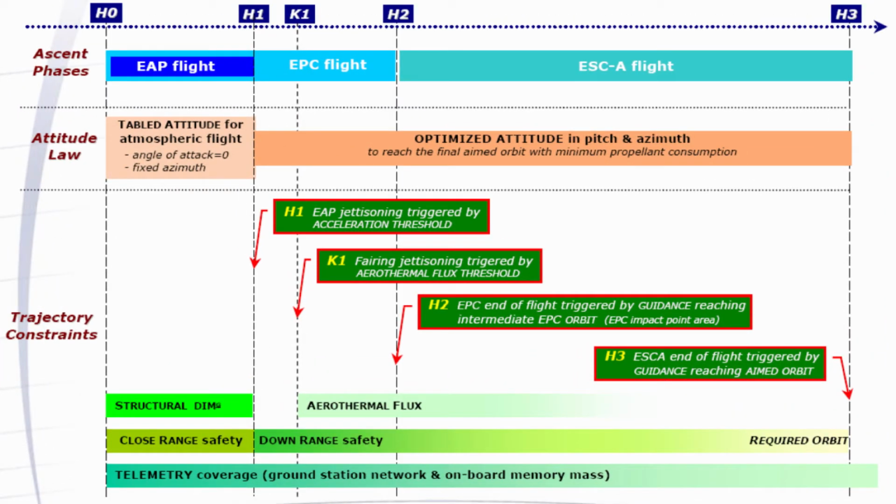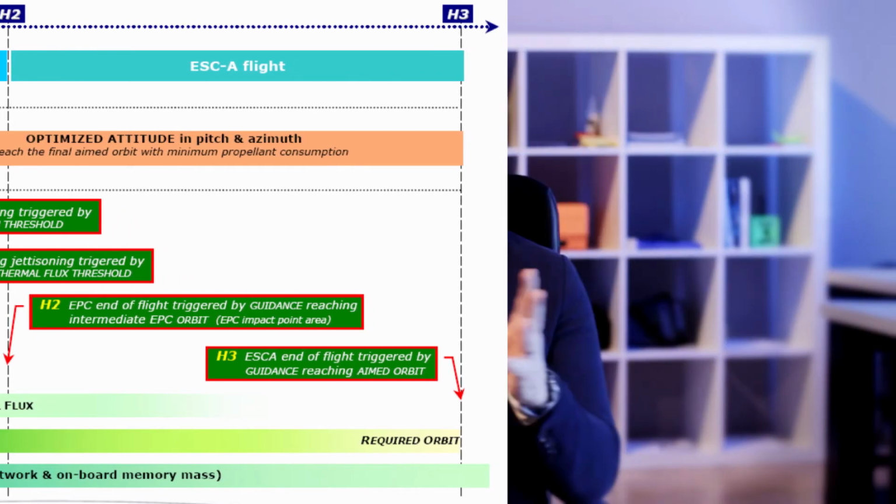This table is like a resume of what we have just said so far. So ascent phase, attitude load, and trajectory constraint. It is a very nice scheme because basically all the information is here. It tells you, depending on which part of the flight, so EAP, which is the solid propellant rocket booster flight, EPC flight, and upper stage flight, what are the attitude loads used, and what are the trajectory constraints that we have to take into account for the mission. But it's all stuff that we have seen.